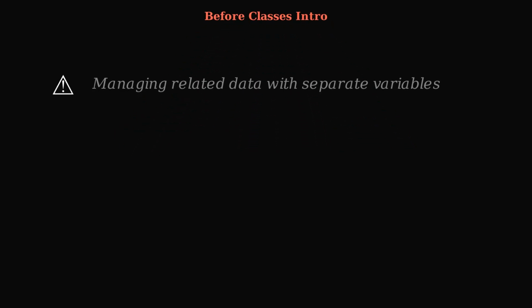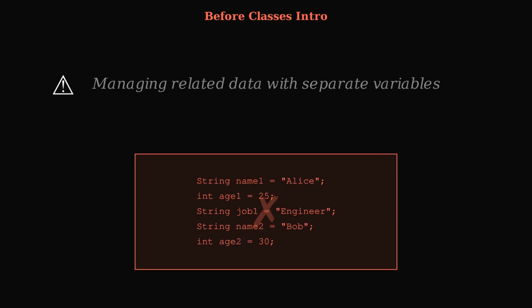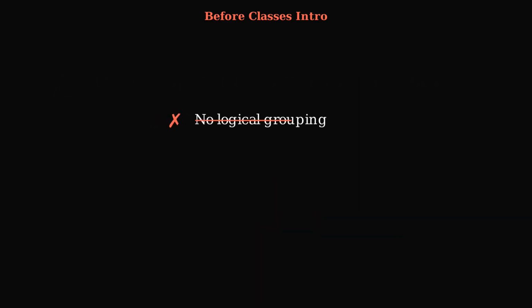So, what happens without Classes Intro? Managing related data with separate variables. Look at how messy the code gets. No logical grouping, hard to pass around, error-prone maintenance. There has to be a better way.